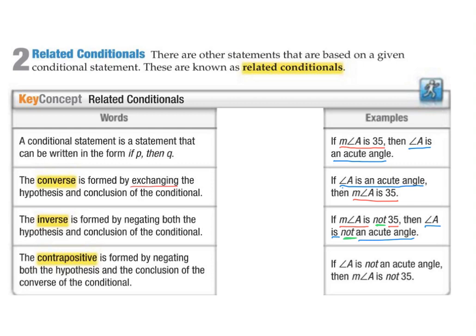For the contrapositive, the order switched. So just like your converse, there is a different order. If angle A is not an acute angle, then measurement of angle A is not 35. But just like the inverse, there's also a word not included. This is very confusing, so let's look at an example.